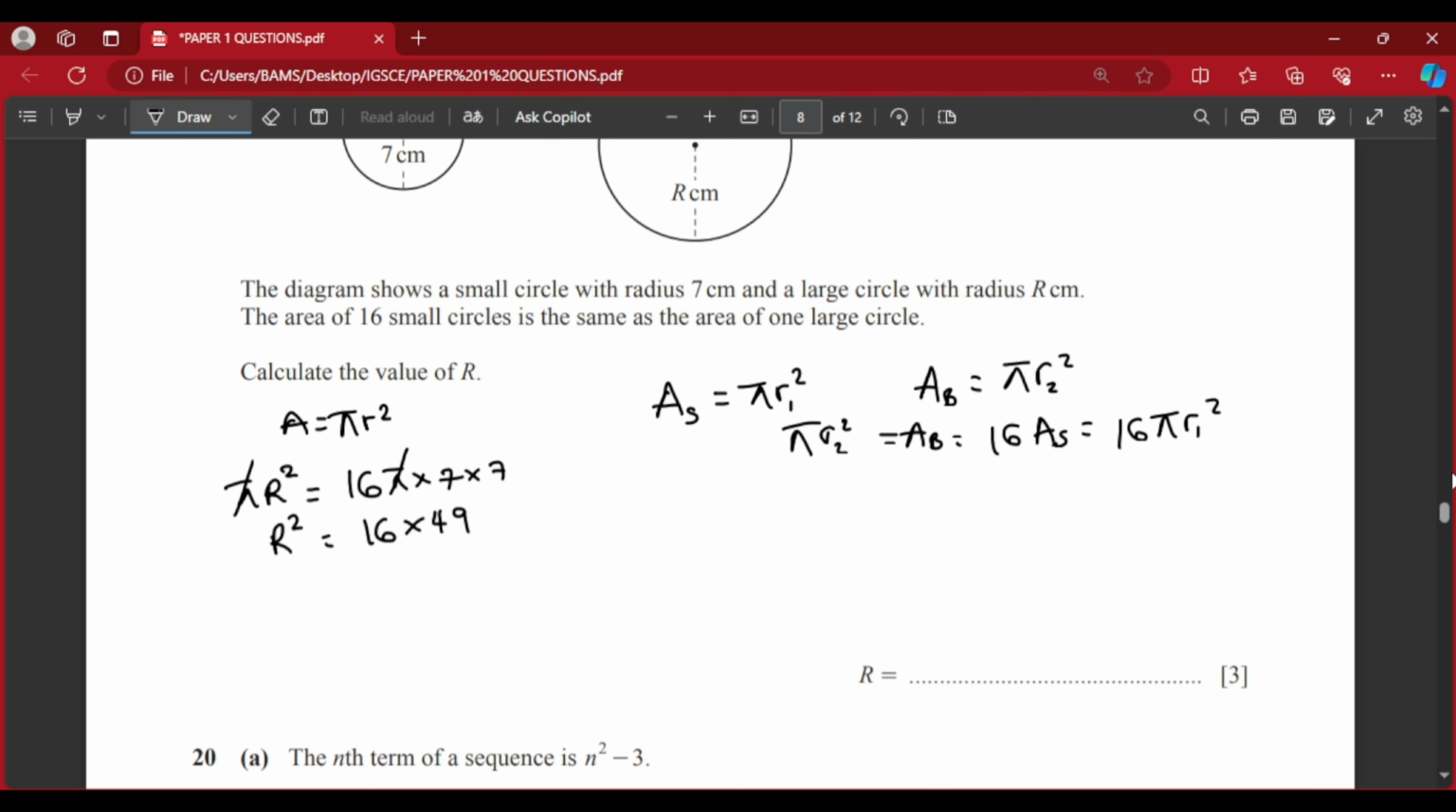So if I want to find my value of R, I will take the square root of 16 times 49. According to the law of surds, this is the root of 16 times the root of 49. The root of 16 is 4. The root of 49 is 7. So capital R will be 4 times 7, which is 28. Very easy.